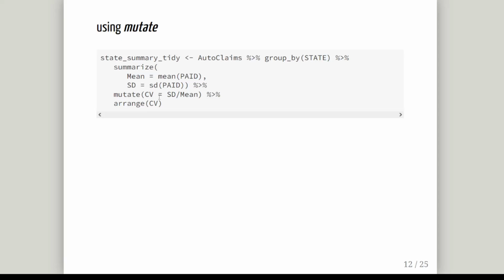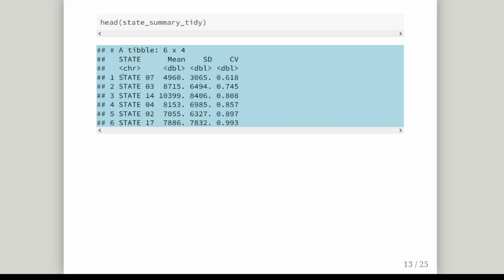We have to calculate the coefficient of variance, so this is where we use mutate. CV equals standard deviation divided by mean, SD divided by mean, and then we just arrange them in ascending order of CVs. Okay, so there we have them there. Now, state 7 is at the bottom, and if you were to go through, you'd probably see state 12 down at the end, where it is the largest value.